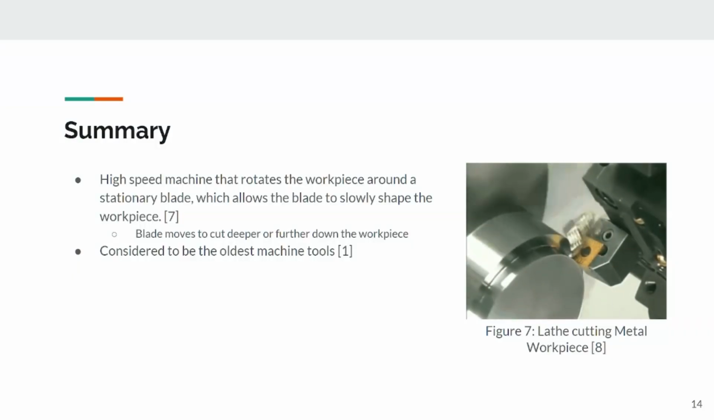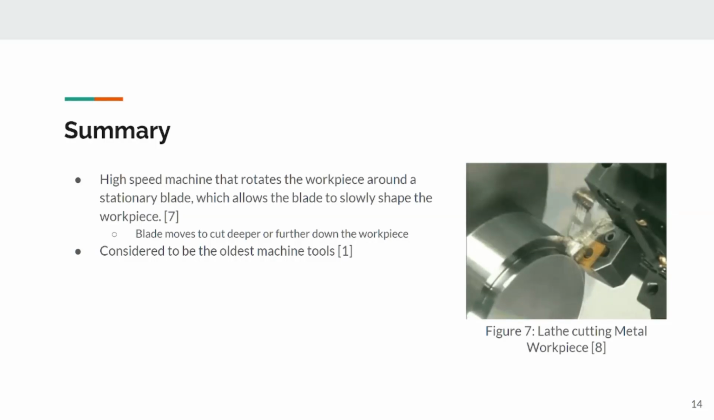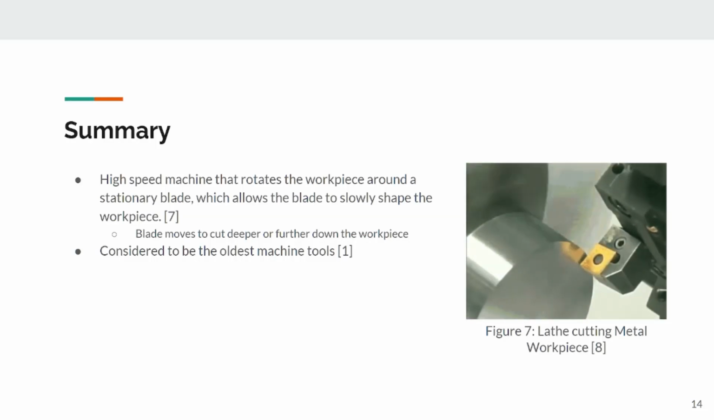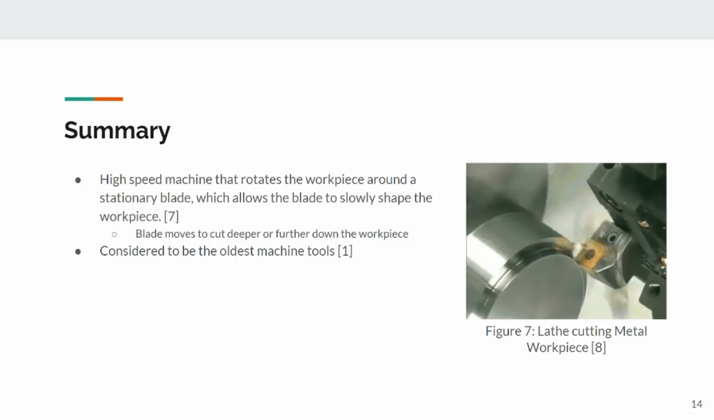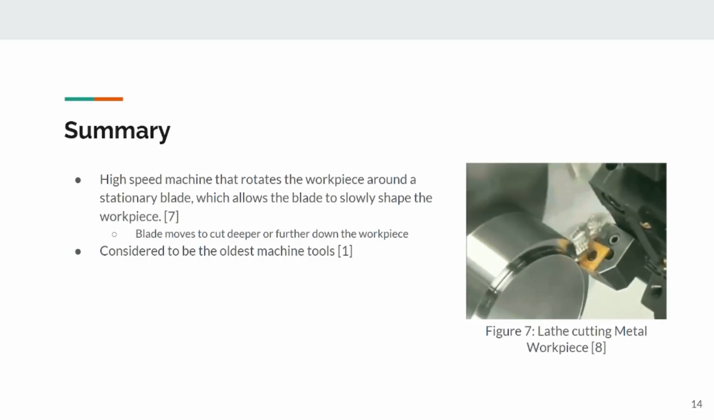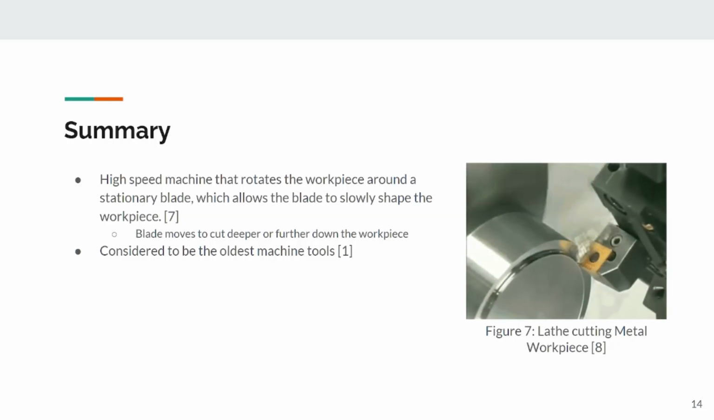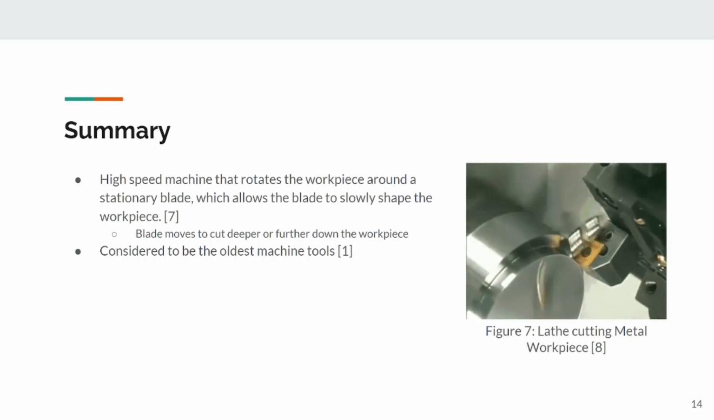Lathe. So a lathe is a high-speed machine that rotates the workpiece around a stationary blade, which allows the blade to slowly shape the workpiece, as you can see from the animation on the right. The blade moves in order to cut deeper or further down the workpiece, depending on what you really need. It's considered to be one of the oldest machine tools.